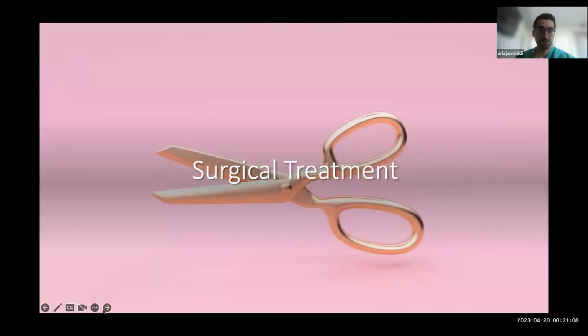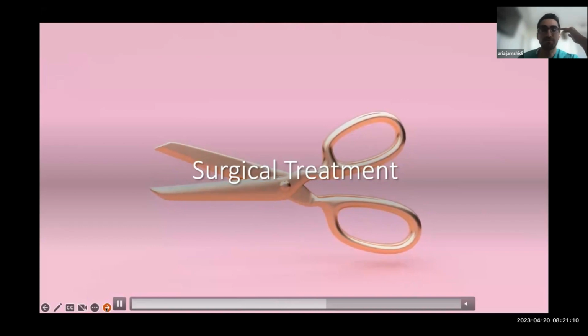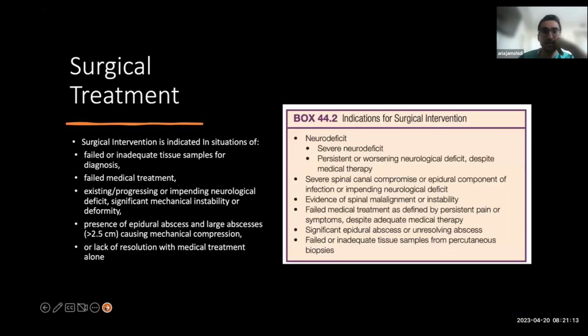Now let's go into surgical treatment. This is, I think, where more controversy arises. So surgical intervention is typically indicated in situations of failed or inadequate tissue sampling. Obviously, in patients with severe neurological deficit, surgery is indicated. Patients with severe spinal canal compromise or epidural component, and like we mentioned, patients with instability, and patients who have undergone at least 6 weeks of treatment, have failed treatment, and have persistent pain or symptoms.